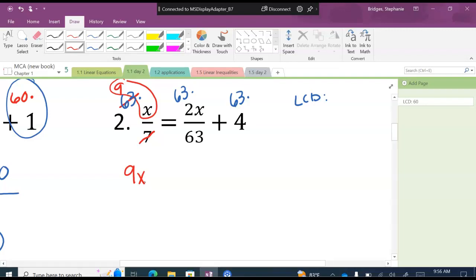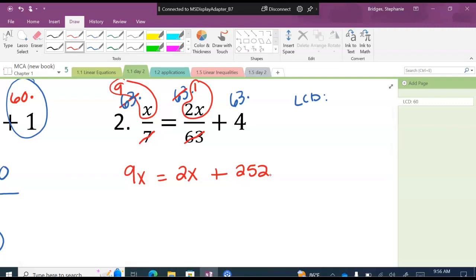If I do 63 times 2 over 63 in my calculator, or 63 goes into 63 one time, 1 times 2x is just 2x. Did you guys get 2 when you did 63 times 2 over 63? Okay. And then the 4 has to be multiplied by 63 as well, and that's going to give me 252. Okay. Now we have an equation with no fractions that we can continue to solve.